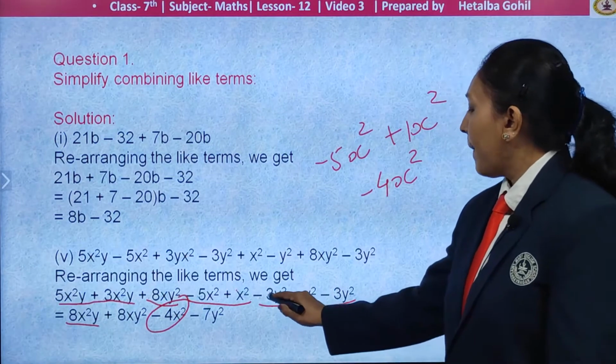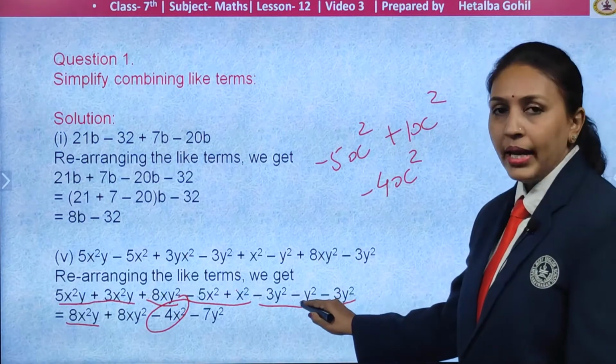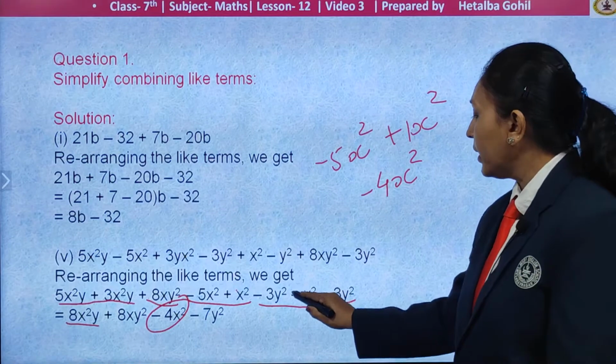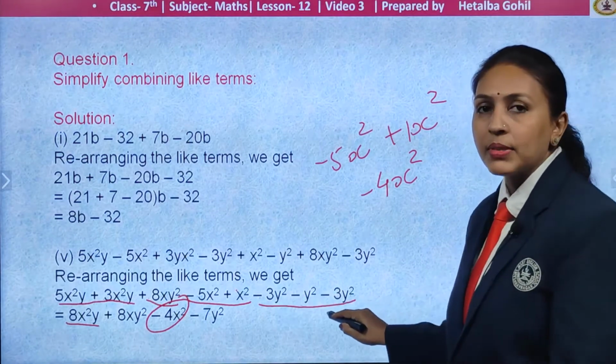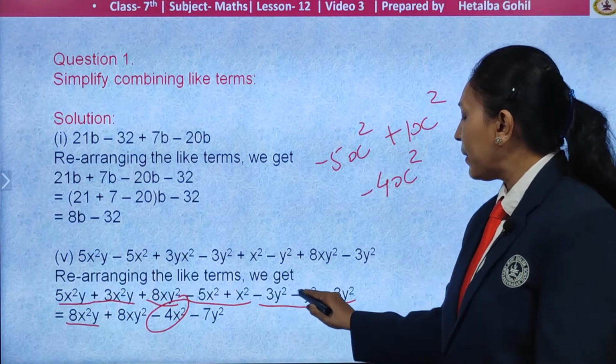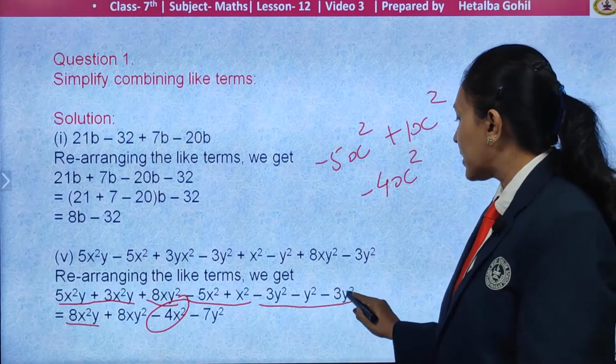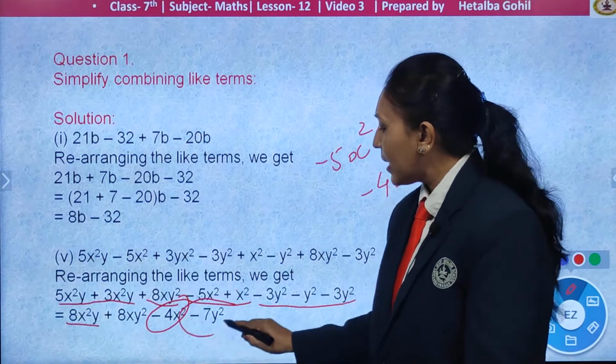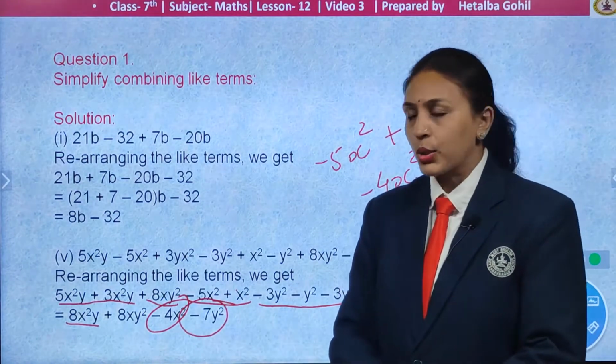And last, 3, here again you do not have a coefficient, take it as 1. As all the 3 terms have the same negative sign, we have to just add the numerical coefficients. 3 plus 1, 4, 4 plus 3, 7. So you get here minus 7y square.